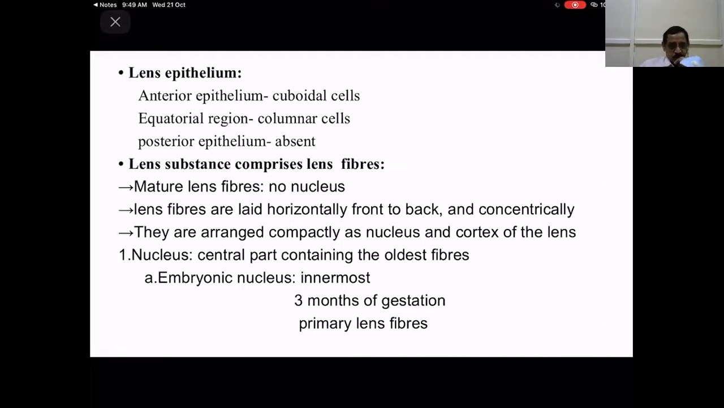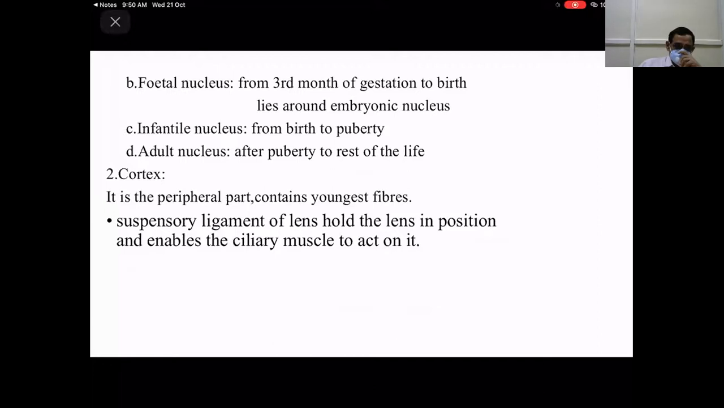So first, the nucleus is the central part containing the oldest fibers, and it is of 4 types. First one is the embryonic nucleus. It is the innermost part. It starts from 3 months of gestation. It consists of primary lens fibers. And the second one is the fetal nucleus. It corresponds to the lens from 3 months of gestation till birth. It lies around the embryonic nucleus.